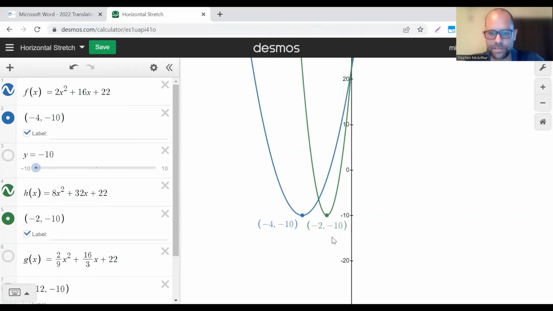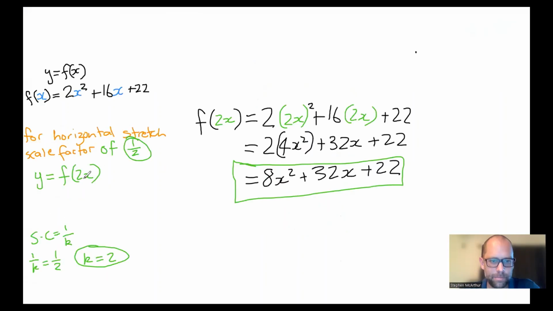Now, I do just want to emphasize this one more time. The way we got it half as far away was by putting a 2 in there, not putting a half in there. We put a 2 in the 2x, and if you remember the previous part, we put a 3 in. We put a third in to make it 3 times as large. Anyway, that is how to horizontally stretch.